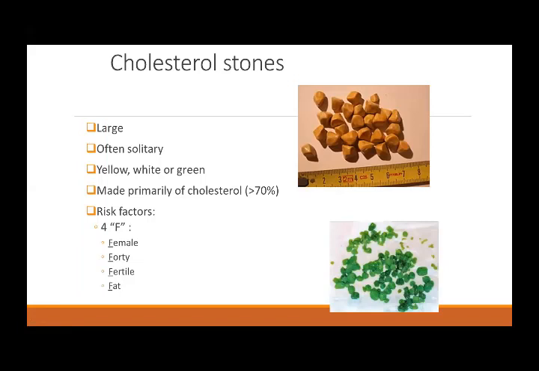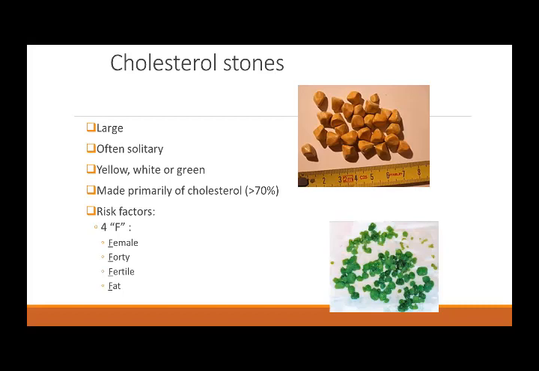So, let's talk about the cholesterol stones. They are large, in contrast with the pigment stones, which are small. They are often solitary, but the pigment stones are multiple. They are yellow-green, and primarily made up of cholesterol, about 70%. There are 4 F's, if you remember: female, 40, fertile, fat. So these 4 F's equal cholesterol stones. Our patient was a female, above 40, she had 2 children, and we don't know about her BMI, but we assume that her BMI was high as well.